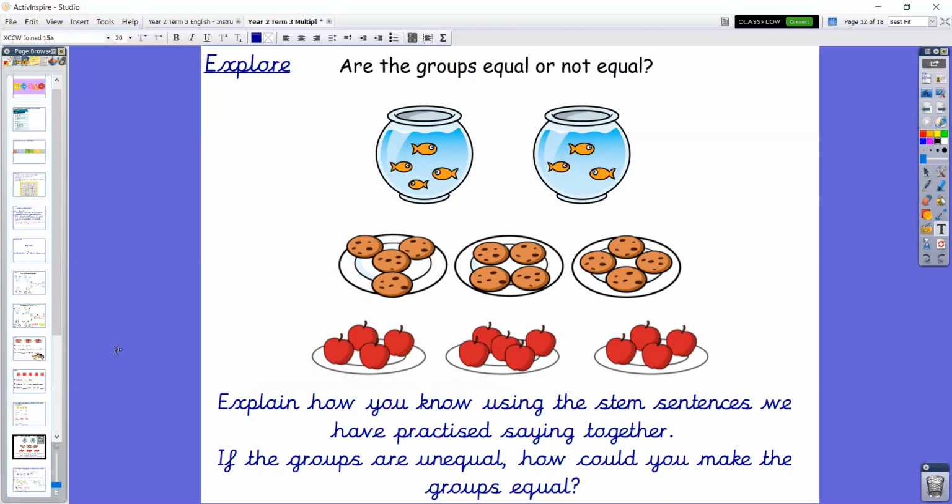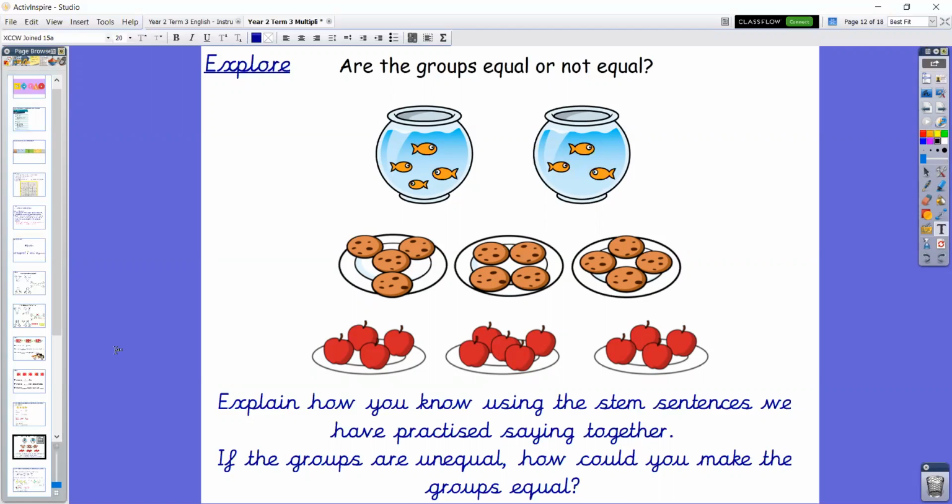Brilliant. So I can see that there are 4 fish in the first group but there are only 3 fish in the second group. So this means that the groups are not equal because there is not the same amount in each group.